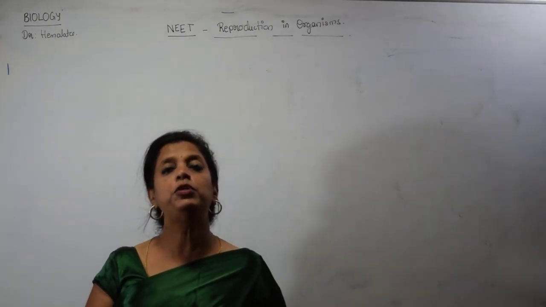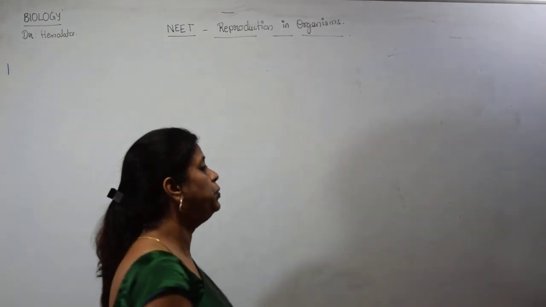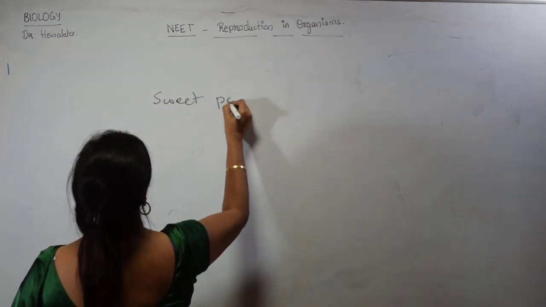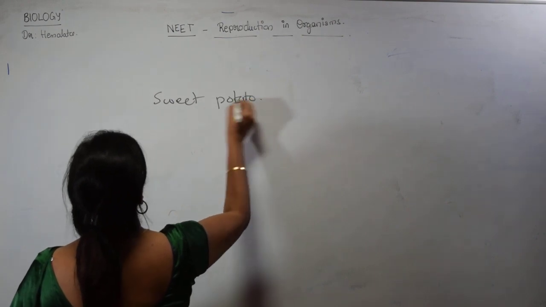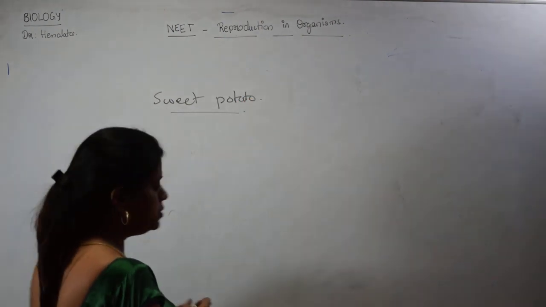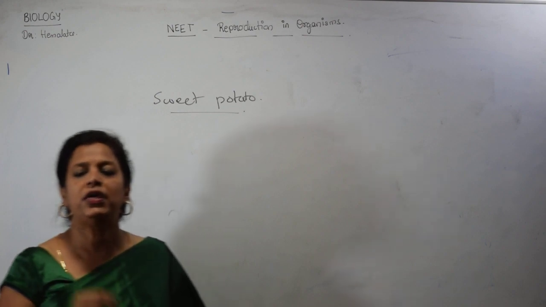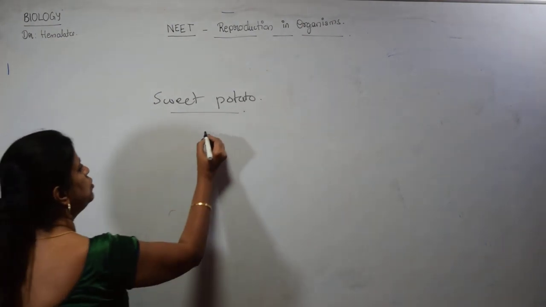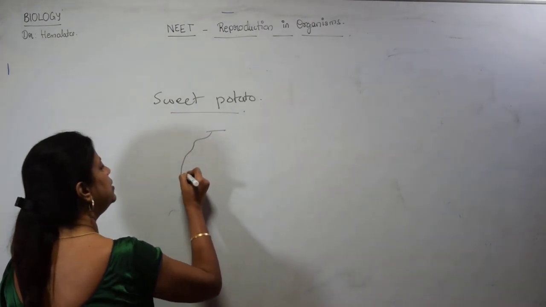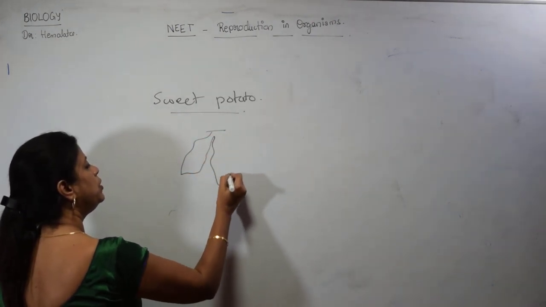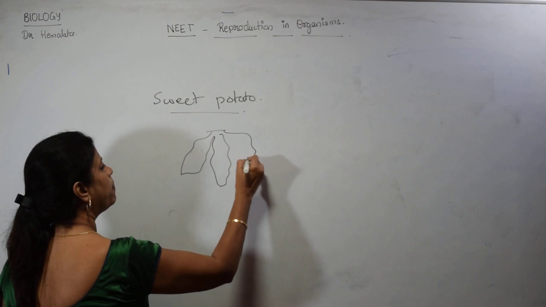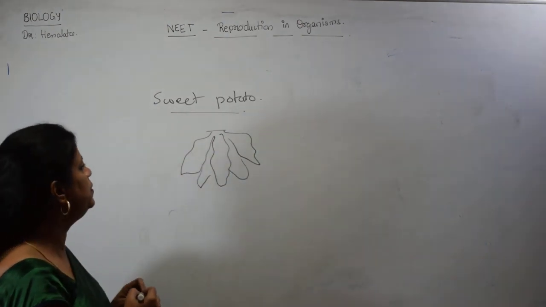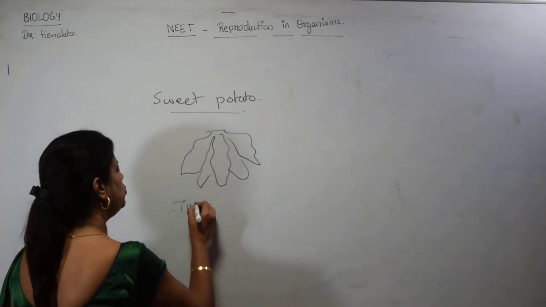The second says sweet potato. In sweet potato, you will get the root tubers. What kind of modification is it? It is the root modification, the fusiform root. So the tuberous roots, whenever you observe, the roots are like this. This is about the sweet potato. These are all the root tubers. This is called the tuberous roots.